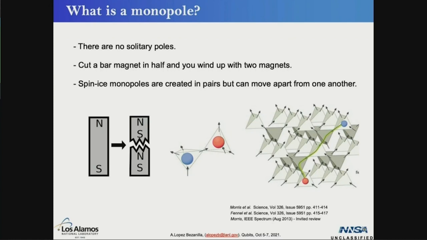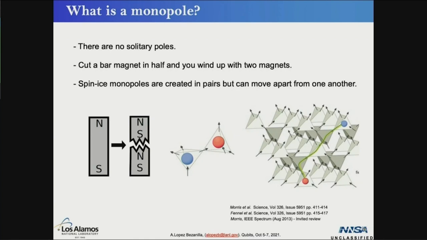Well, in materials, this is not much different, but there are some slight differences. For example, we have this system of tetrahedra. We have arrows, spins pointing in or out of the tetrahedron. If we take one spin and flip it, the neighboring cell, these two-in, two-out rules are also broken.